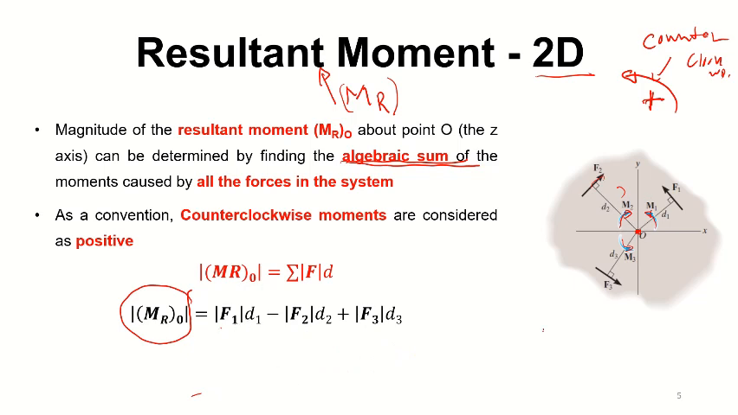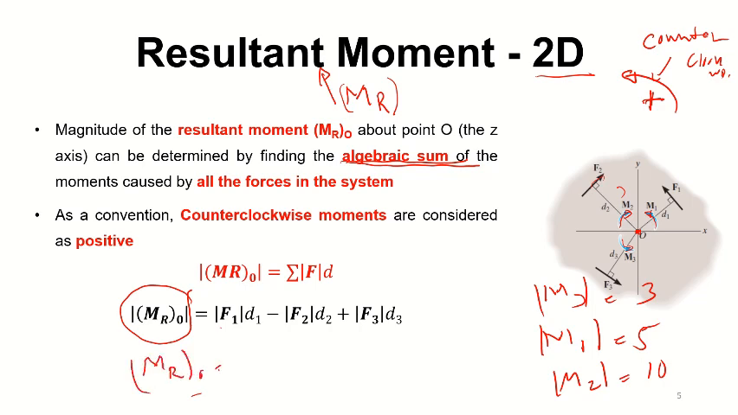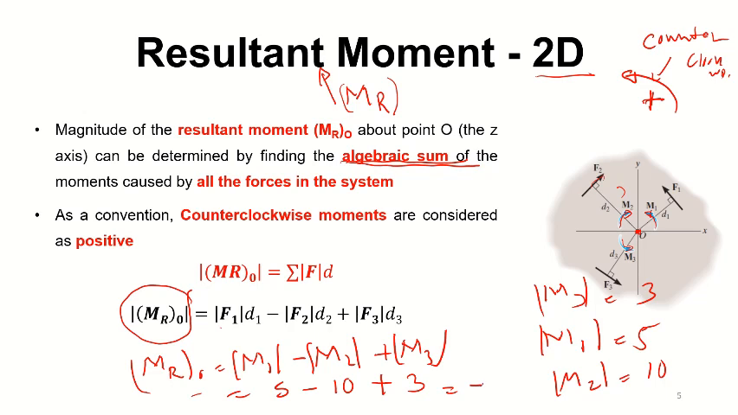say the magnitude of m1 is 5, the magnitude of m2 is 10, and the magnitude of m3 is 3. Then what is the resultant movement about point O? Mr naught is equal to magnitude m1 minus magnitude of m2 plus magnitude of m3. So m1 is 5, minus 10, plus m3 is 3, so we will get minus 2, right?